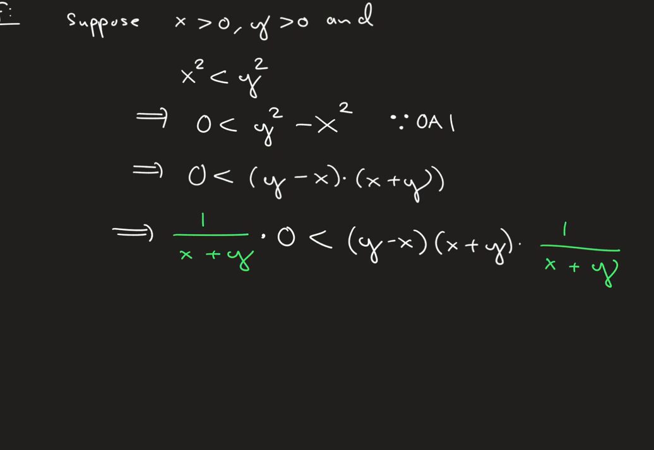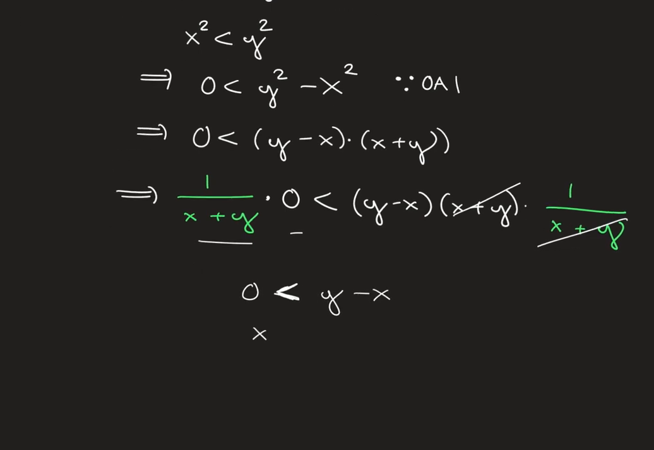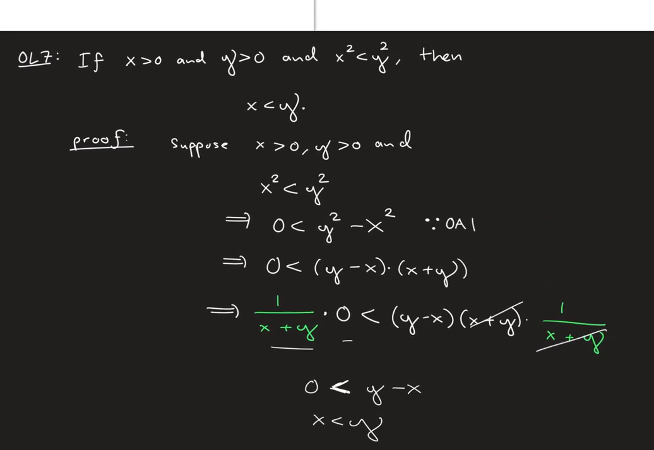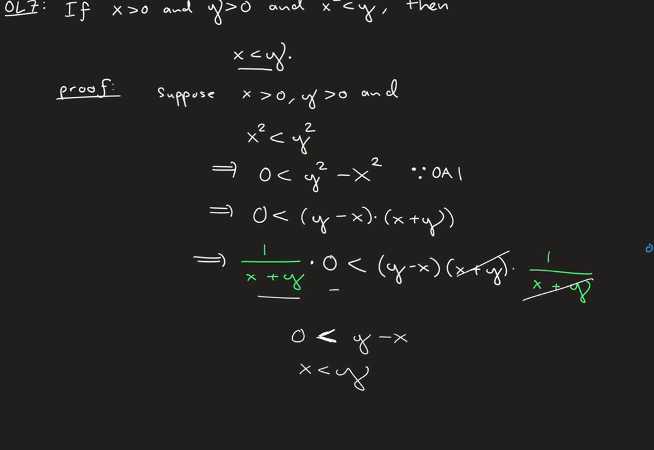Well, on this side, we get 0. Any number times 0 is 0, which also should be proven. 0 is less than, oh, look, those guys cancel, since x plus y is not 0. And what we have is y minus x. And add x to both sides, we get that x is less than y. And I believe that's what we wanted to prove. All right, we did it.